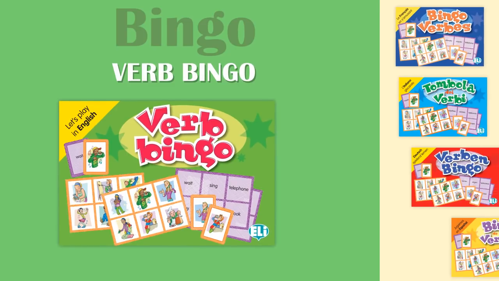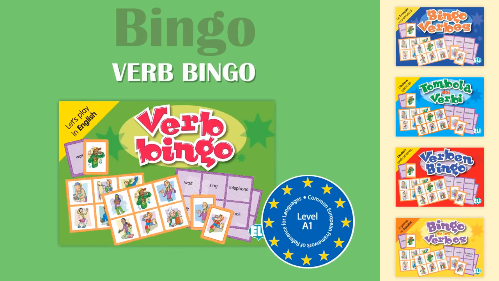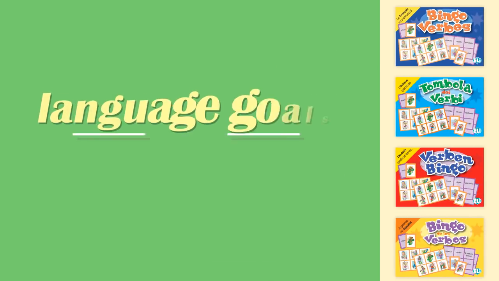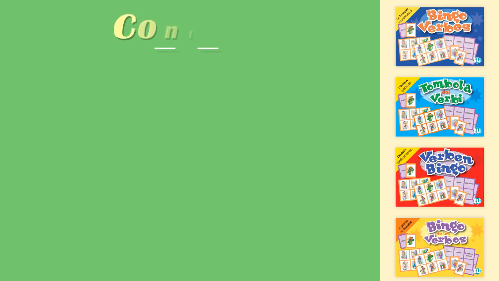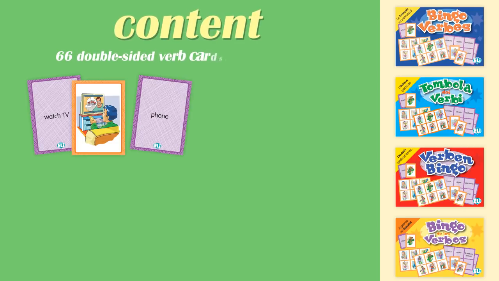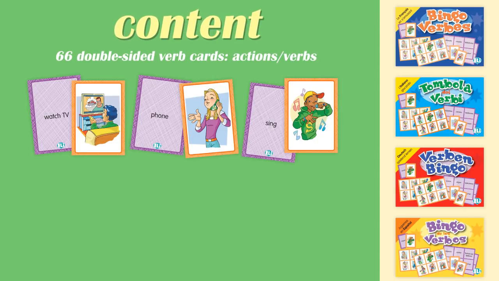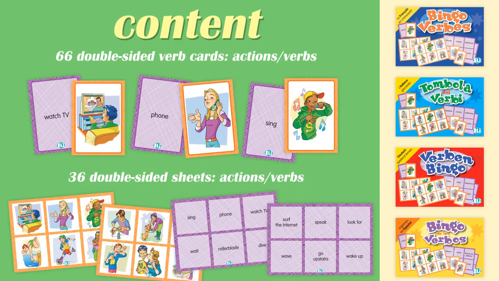Verb Bingo. A1 level. The game is great for learning and revising basic vocabulary. The box contains a pack of 66 double-sided verb cards with an illustrated action on one side, the corresponding written verb on the other. 36 double-sided bingo boards, 6 illustrated actions on one side, the corresponding written verbs on the other.